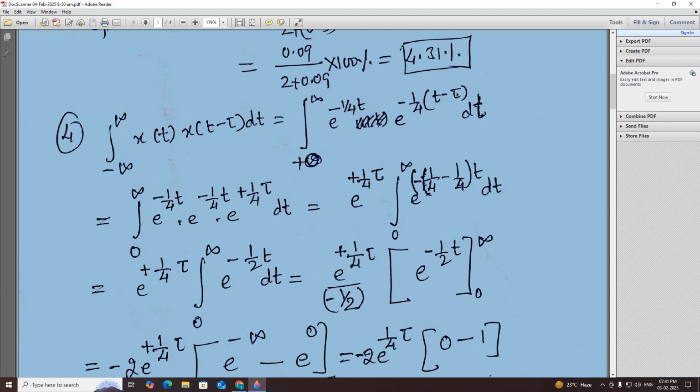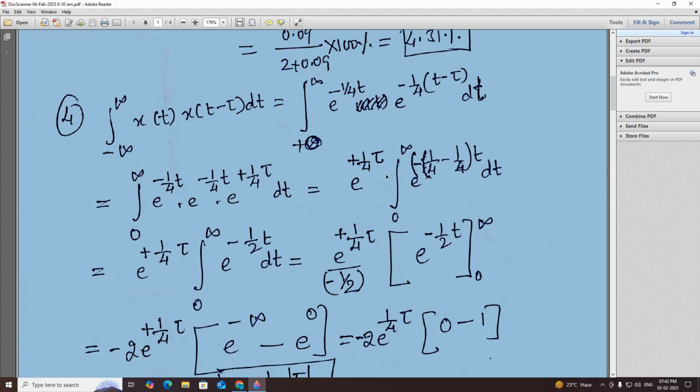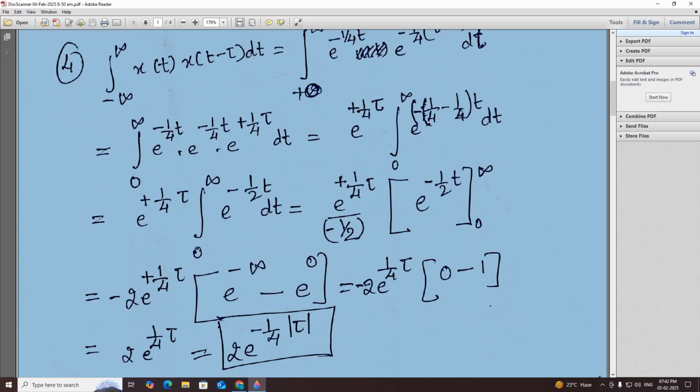Now we will separate this. I can write it as e^(-1/4 t) times e^(1/4 tau), because minus minus becomes plus. Since this is integration with respect to t, not tau, e^(1/4 tau) is a constant and can be taken outside. The exponent becomes minus 1/4 minus 1/4, which is minus 1/2. So it is the integration from 0 to infinity of e^(-1/2 t) with respect to t.